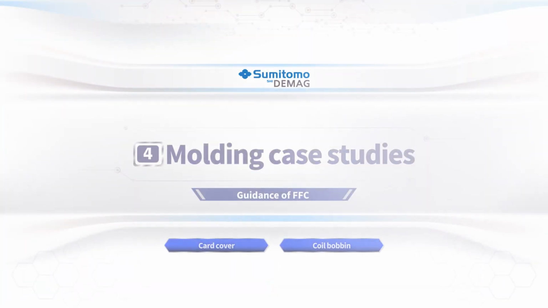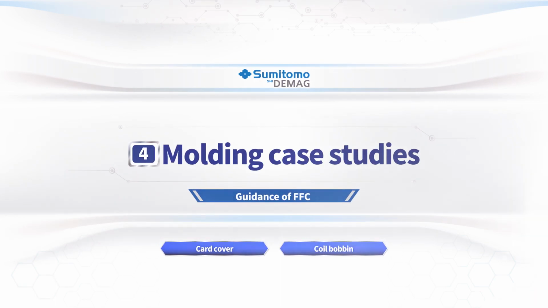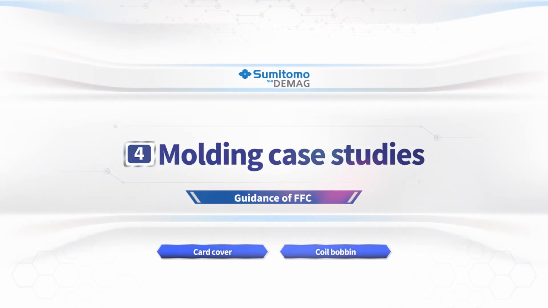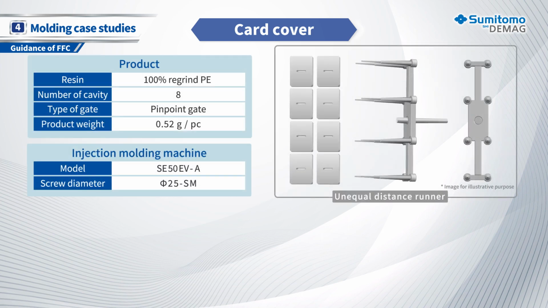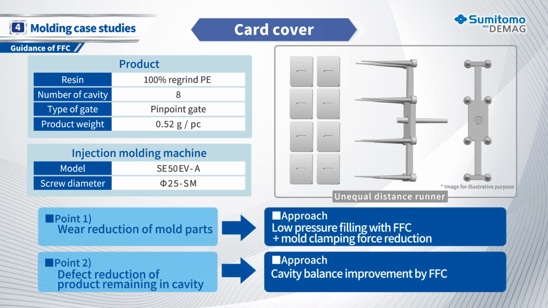Finally, I would like to introduce some molding examples using this FFC function. The first is a product called card cover, whose runners' distances are unequal, as you can see. The resin used here is PE, with 100% regrind material, and there are 8 cavities in the mold. In this case, the use of FFC in the molding process has led to reduced wear of mold parts and improved the defect of product remaining in the cavity.